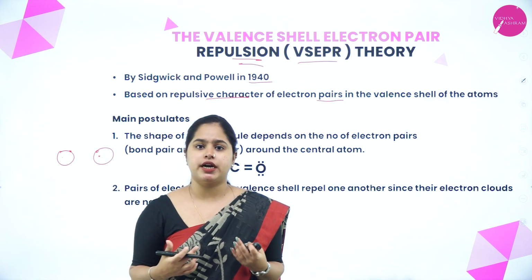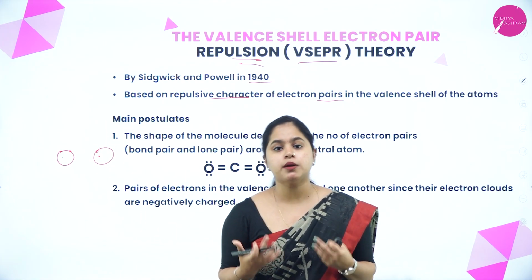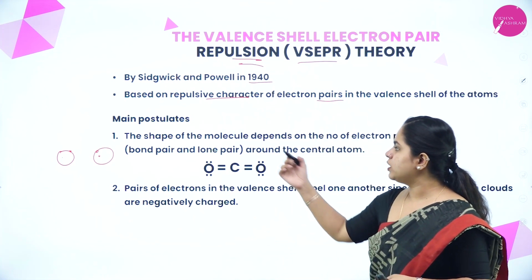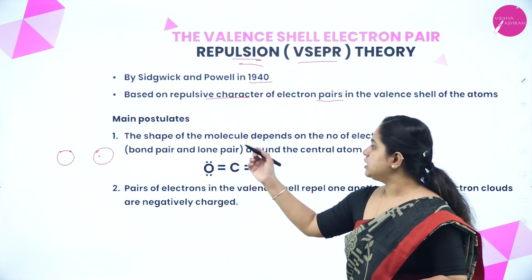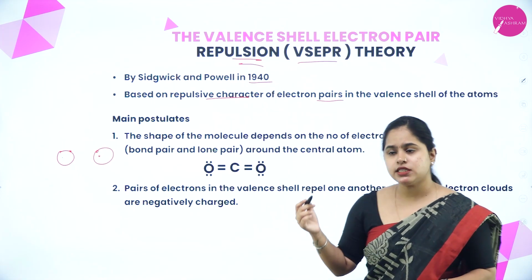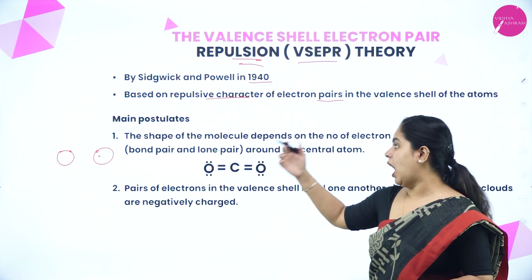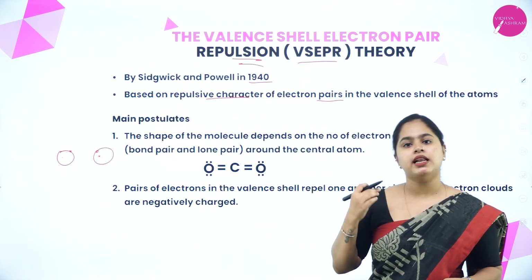Now we are going to study the very important postulates of VSEPR theory. Let's begin with the first postulate. The shape of the molecule depends on the number of electron pairs, that is bond pairs and lone pairs, around the central atom.